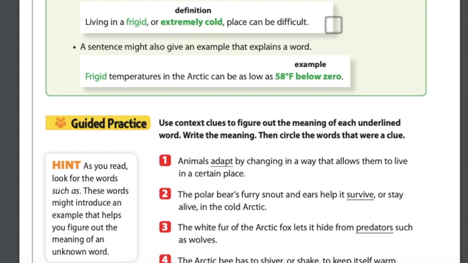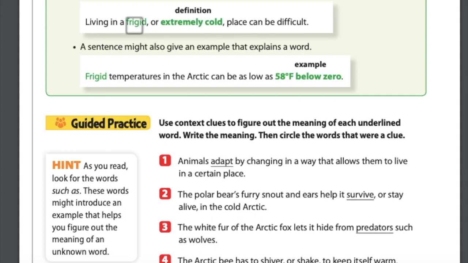So in this example, living in a frigid or extremely cold place can be difficult. You very likely don't know the word frigid. And so in this sentence, there's also the definition of that word. Once you know that definition, you can start thinking about other synonyms that you might know, like chilly, frosty, ice cold, glacial. And now you have a greater understanding of what the word frigid is.